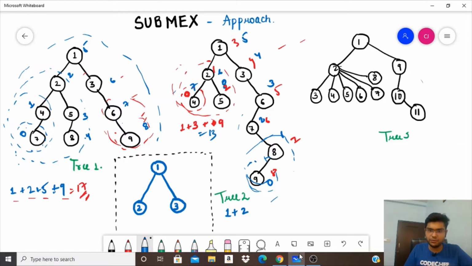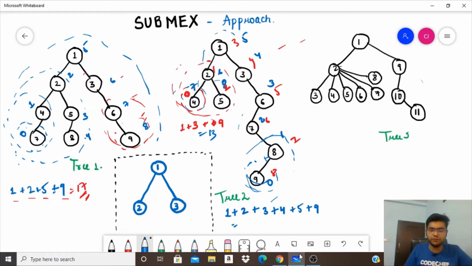7, 8 and 9 nodes, the max will be 3. 6, 7, 8, 9, the max will be 4. 3, 6, 7, 8, 9, the max will be 5. And at last 1, 3, 6, 7, 8, 9, the max will be 9, right? So if we consider this particular branch for assigning the values, then these are the maxes that we are getting, and these subtrees will have the max 0 because 0 will not be included, right?